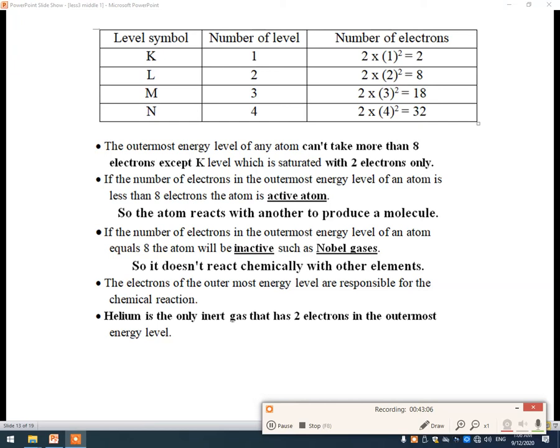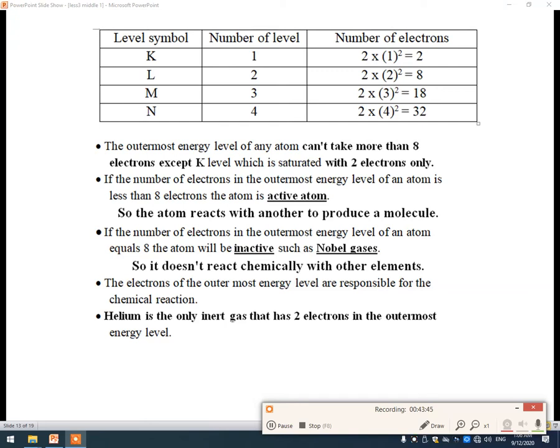So if the electrons in the outermost energy level of the atom are less than 8, the atom will be active. I am less than 8, so I will make an effort. I will make a chemical reaction to be 8, so I am active now. So in this case, the atom will react with another atom. We'll make a deal. I need some electrons to be 8, and you need to lose some electrons to be 8. So let's make a deal. We will react together. Okay?